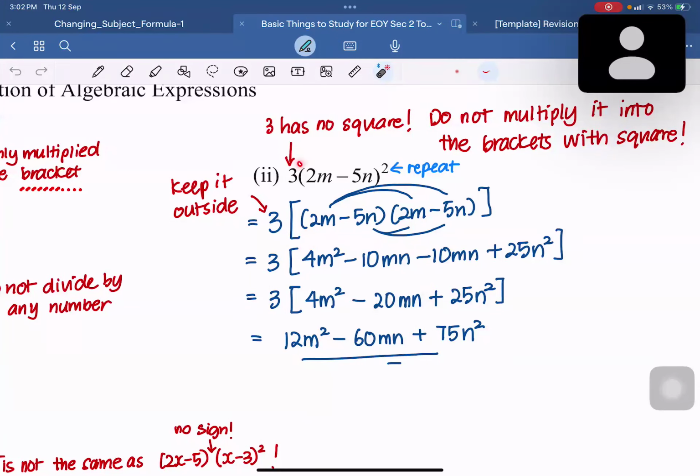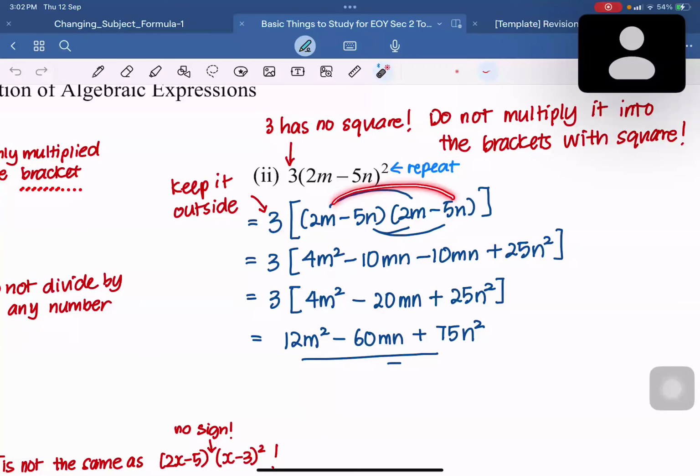Okay, so this number 3 itself does not have a square. So I cannot multiply the 3 to make it become 6m minus 15n, then you square it. That is not correct. So what we need to do is square this thing first. When it says a square, it means the number you repeat 2 times. Then I'm going to expand this out. So 2m times 2m is 4m squared, power 2, not 4m.